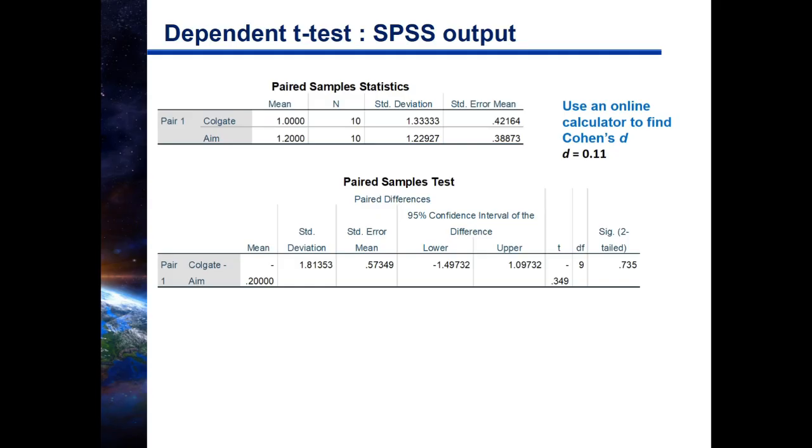This is the output for our dependent t-test to compare Colgate versus AIM on the number of new cavities. And the first box is just showing you some descriptive statistics: the mean number of new cavities in the Colgate group versus the AIM group. Remember that we have 10 children in this study, so an N of 10, and standard deviation and SEM for each mean.